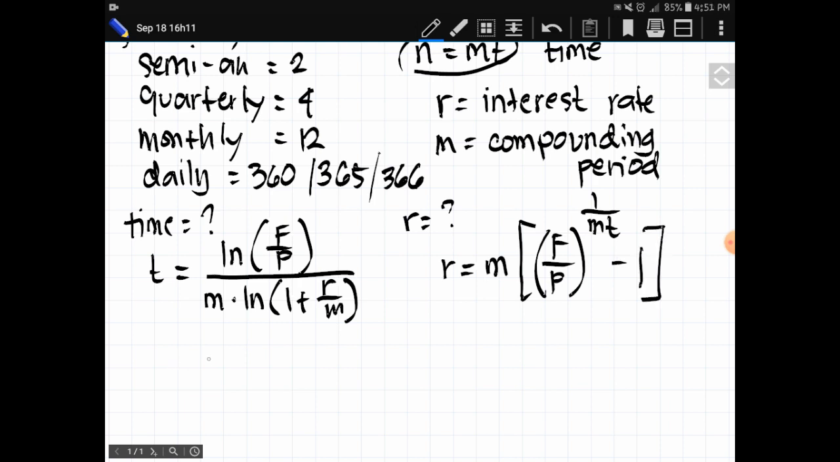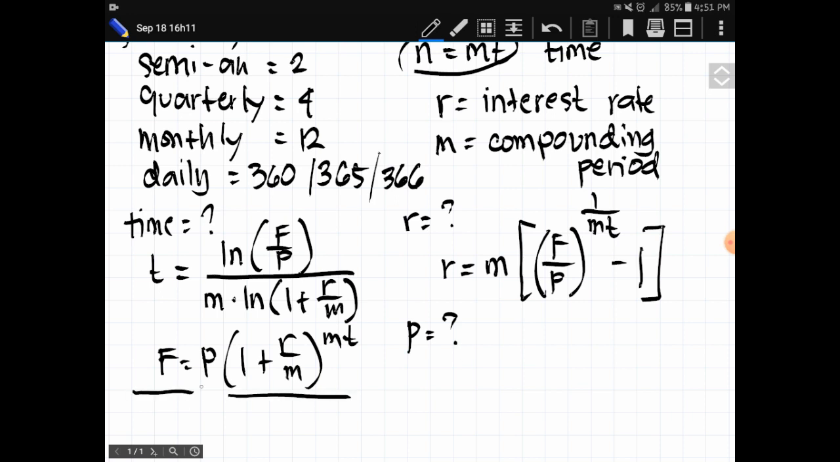From the original formula, F is equal to P multiplied by the quantity 1 plus r over m raised to mt, we can solve if the P or the principal is the unknown. If we divide both sides by the quantity 1 plus r over m raised to mt, this will give us the value of the principal, which is equal to the future amount all over the quantity 1 plus r over m raised to mt.